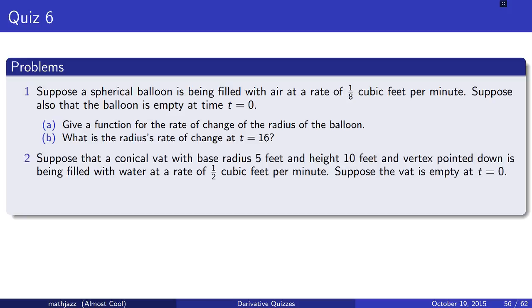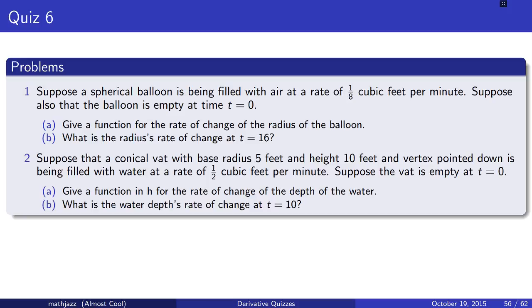2. Suppose that a conical vat with base radius 5 feet and height 10 feet and vertex pointed down is being filled with water at a rate of 1/2 cubic feet per minute. Suppose the vat is empty at time t equals 0. A. Give a function in h for the rate of change of the depth of the water. B. What is the water depth's rate of change at t equals 10?